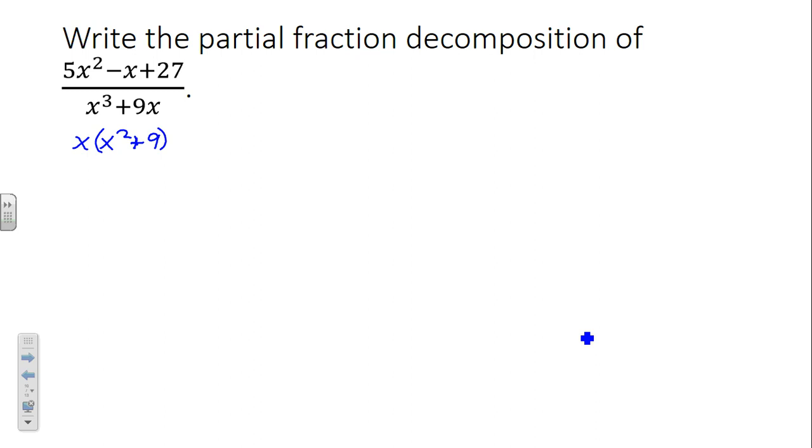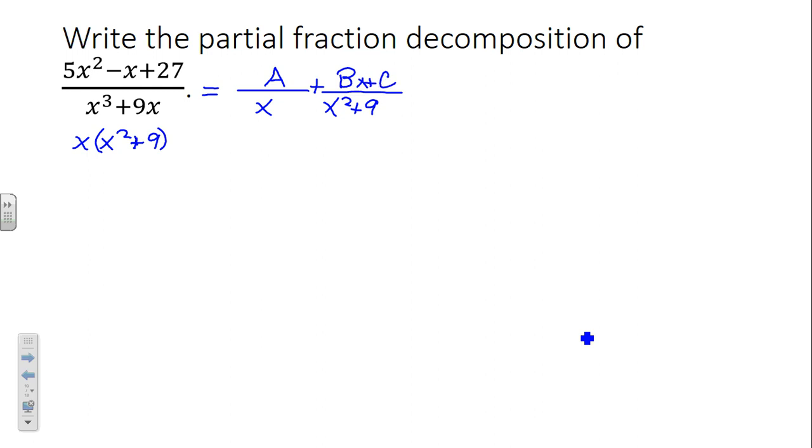No. So we want to have an x in the denominator of one of our partial fractions and an x squared plus 9 in the denominator of the second one. So what goes in the numerator of the first? A, just some constant. And that was because it was linear, so we put a constant on top. The second one is quadratic, so we put bx plus c, which is a linear, on top.